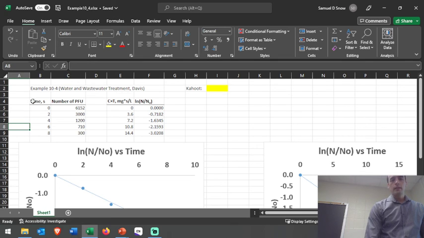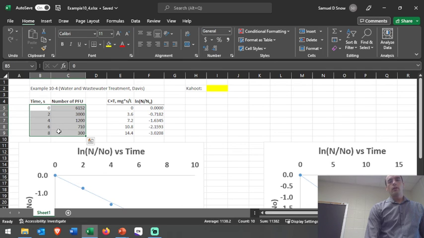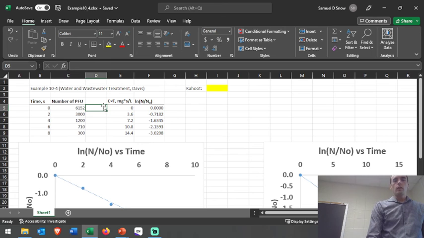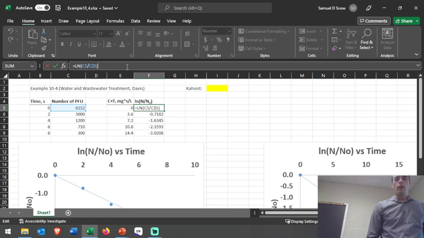Okay, so we had time, and I just copied the data in here, right? Then I said, okay, well, one thing you could do is plot concentration as the x-axis. You could be fancy and do c times t. Not planning to do that right now. Let's just do it versus time. Then you could take the natural log of the concentration divided by the starting concentration.